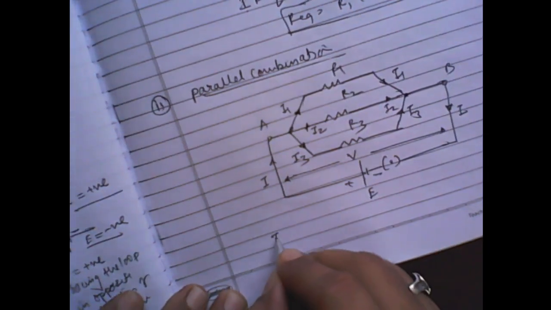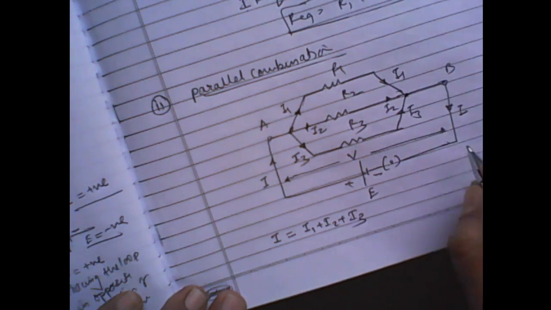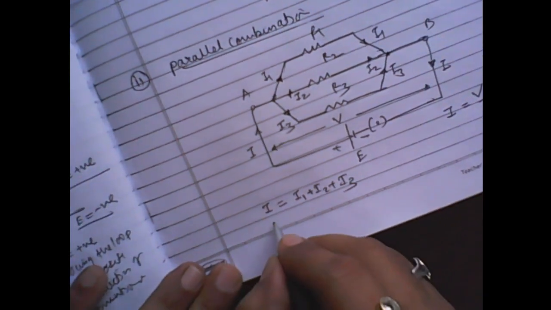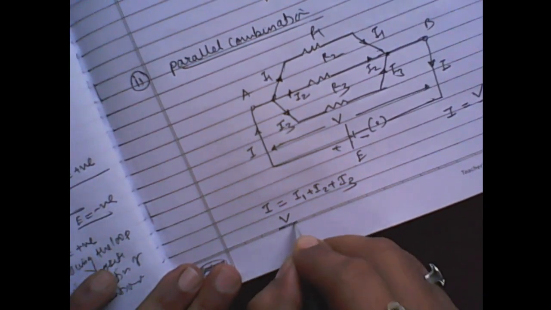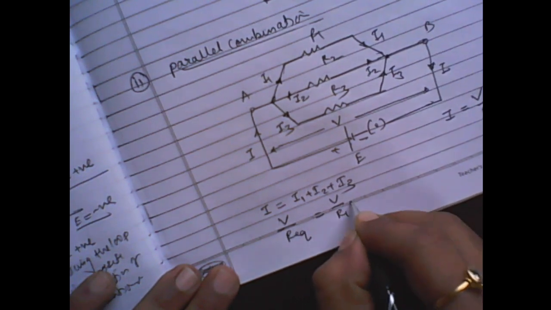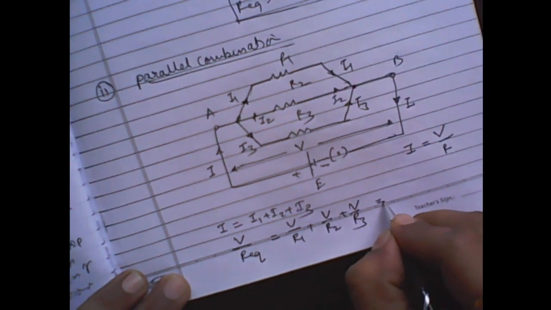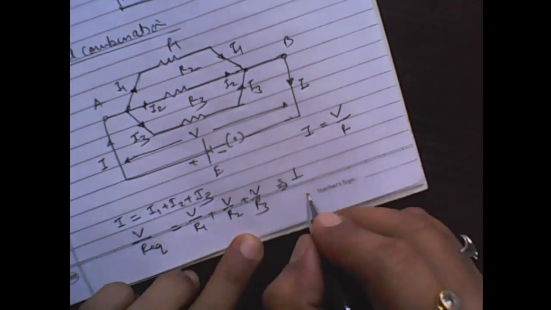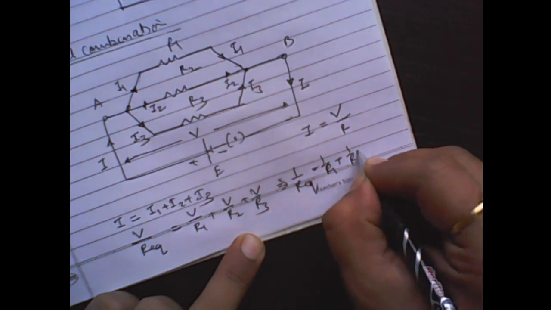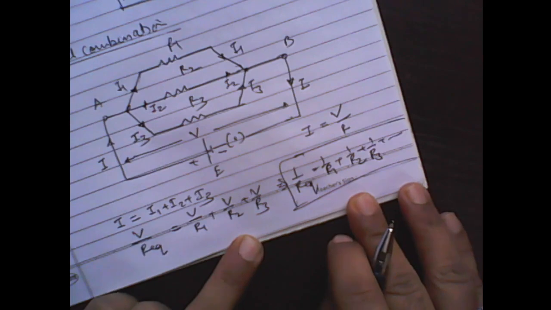So here I can say that the total current I is equal to I1 plus I2 plus I3. We know that I is equal to V by R. So I can write the total current I as V upon R equivalent is equal to V by R1 plus V by R2 plus V by R3. So this can be written as 1 upon R equivalent is equal to 1 upon R1 plus 1 upon R2 plus 1 upon R3 and so on. So this is the equivalent resistance in parallel combination.